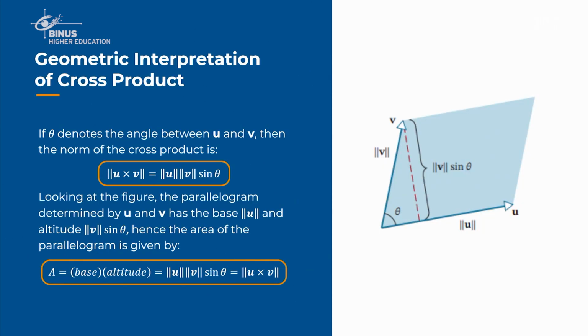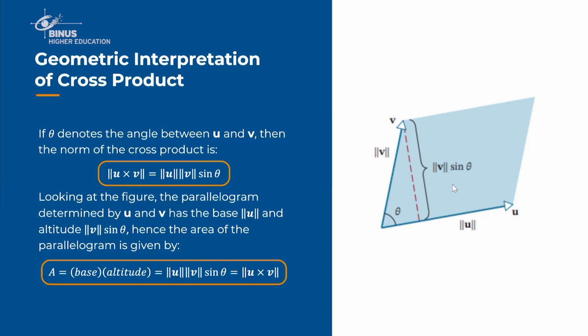For the geometric interpretation, if theta denotes the angle between U and V, then the norm of U cross V equals the norm of U times the norm of V times the sine of theta. If you look at the figure here, the parallelogram determined by the vector U and the vector V has a base whose length is the length of the vector U, and the altitude is the length of V times the sine of theta.